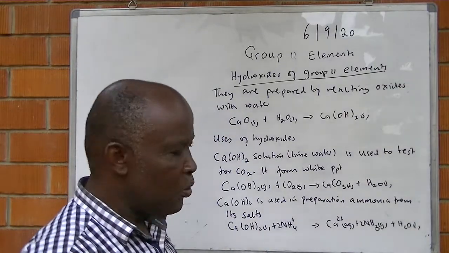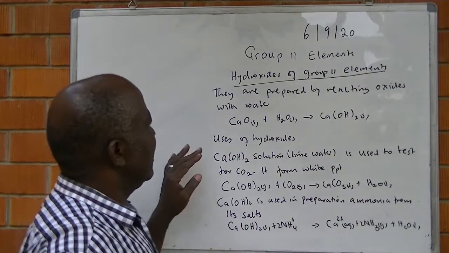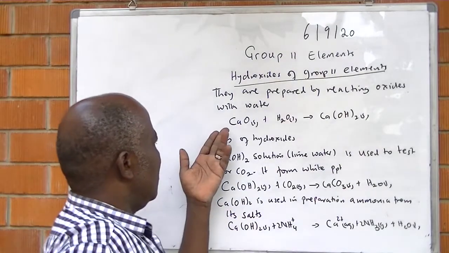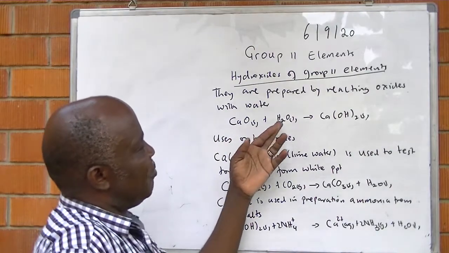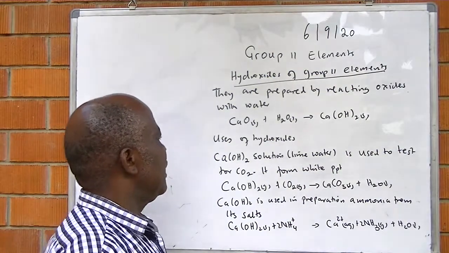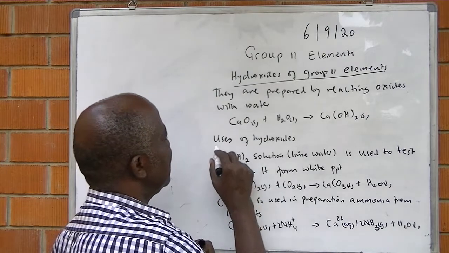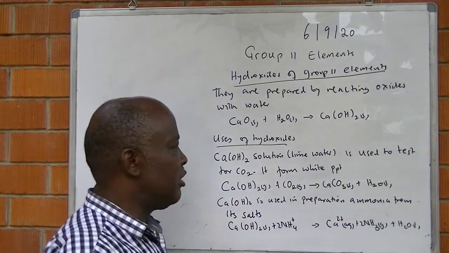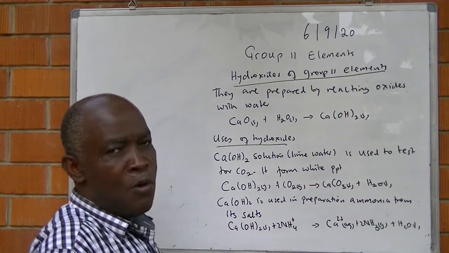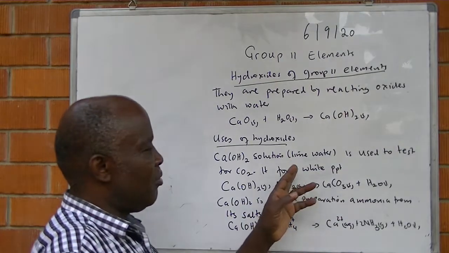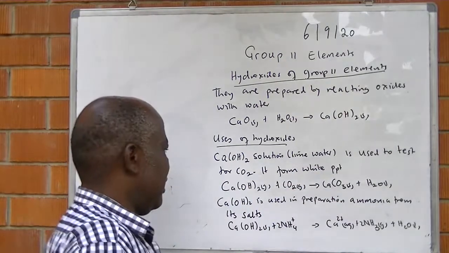Hydroxides of group 2 elements. They are prepared by reacting oxides with water. For example, calcium oxide plus water, you get calcium hydroxide. Then uses of hydroxides: calcium hydroxide is used to test for the presence of carbon dioxide and it forms a white precipitate.